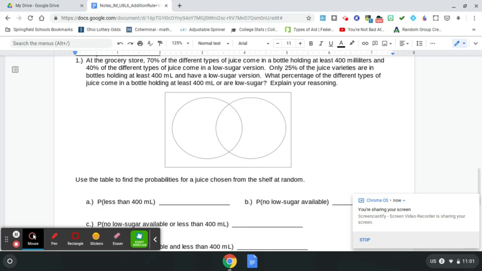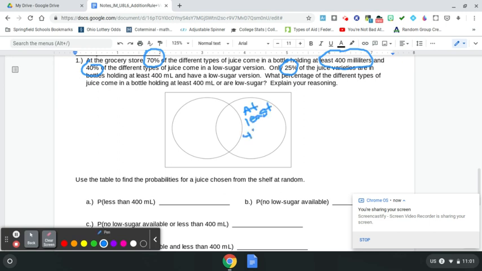Everybody, if you remember, we ended the period on Friday looking at activity 6.3 here on the Unit 8 Lesson 6 notes. So let's finish off that problem. If you remember, the three different percentages we looked at were 70%, 40%, and 25%. Well, 70% was the juice that comes in at least 400 milliliters. So this is at least 400 milliliters.